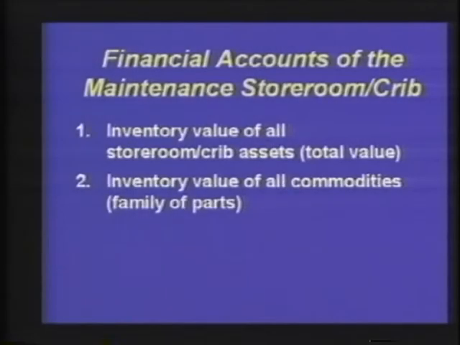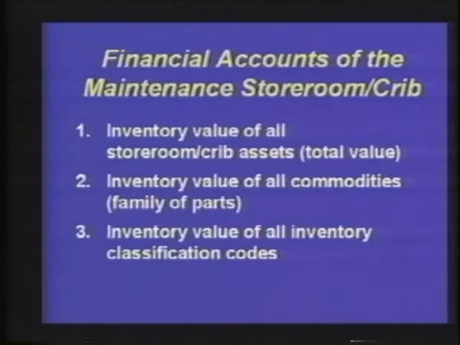As page number 1A indicates, we're going to look at various financial accounts of the maintenance storeroom. And starting off with item 1, inventory value of the entire storeroom, it means exactly that. It's the total financial value of everything that is housed within the storeroom. Step 2 is the inventory value of the individual commodities or families. And that is a byproduct of that first field of the part numbering system. Item number 3 is the inventory value of all classification codes.